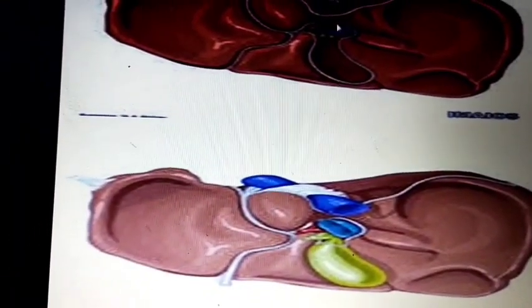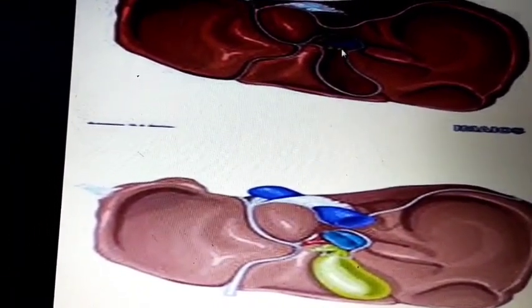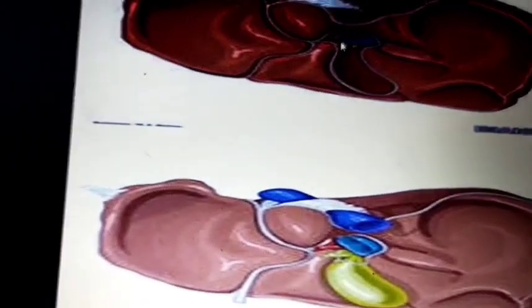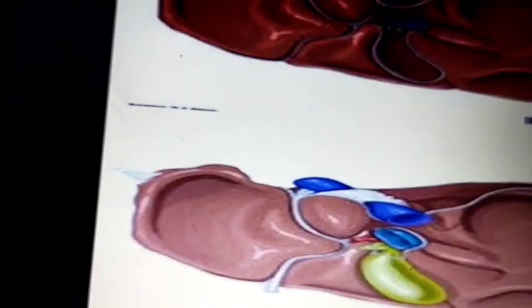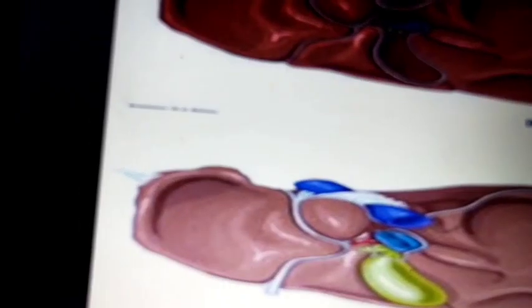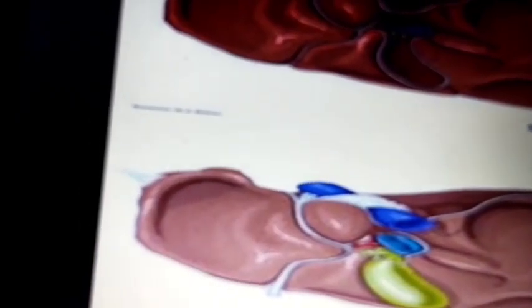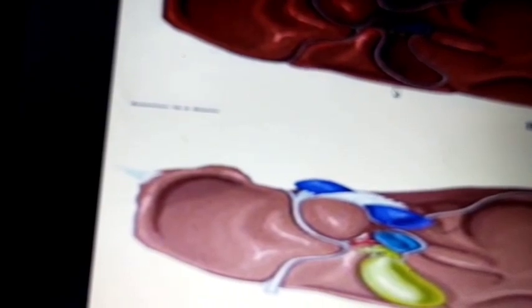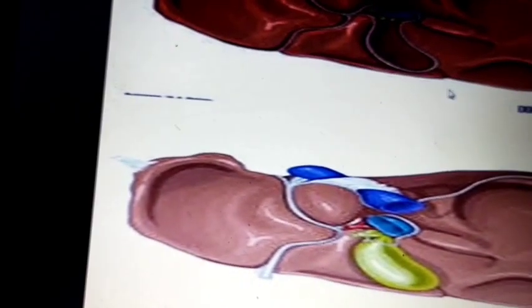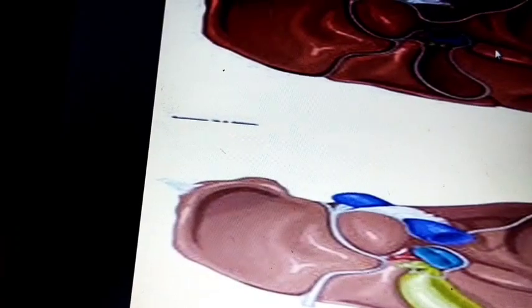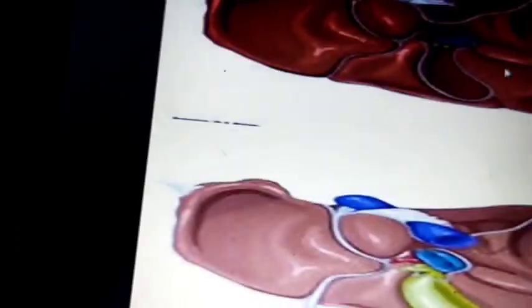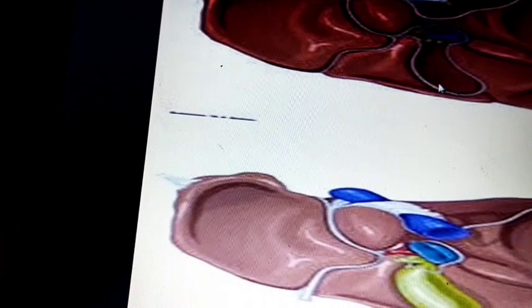And this is the fossa for the gallbladder, and superiorly you get the right end of the porta hepatis, and the inferior border of the liver. The fossa for the gallbladder extends from the right end of the porta hepatis to the inferior border of the liver, and it is 7 to 10 centimeter long and 3 centimeter in breadth.